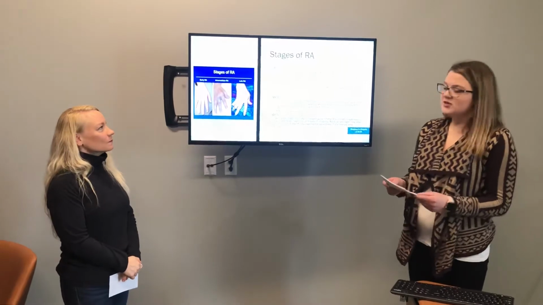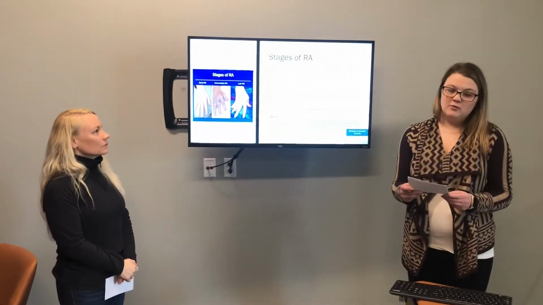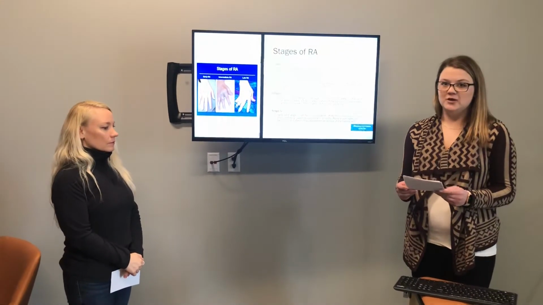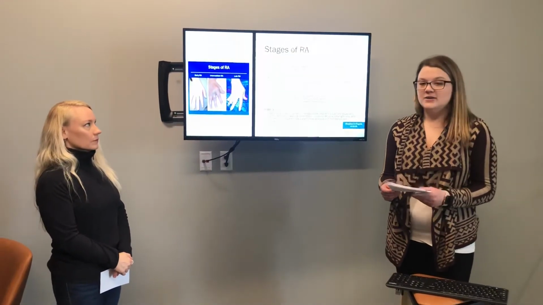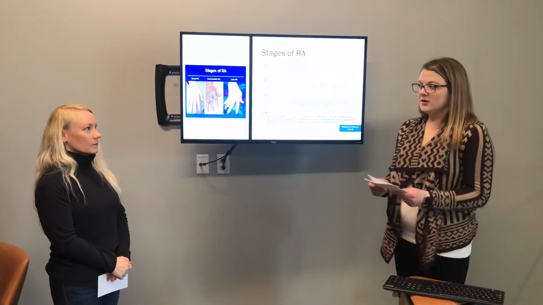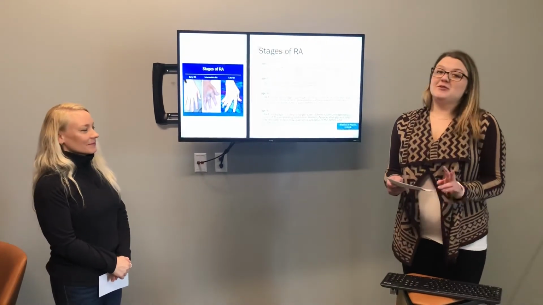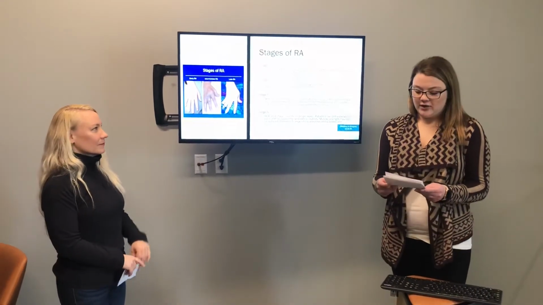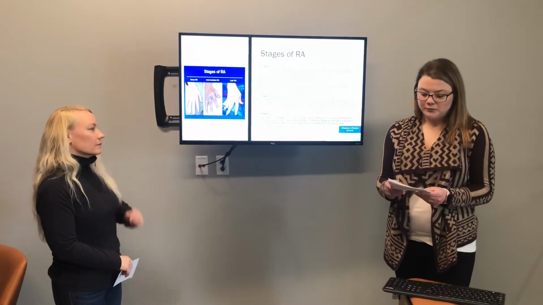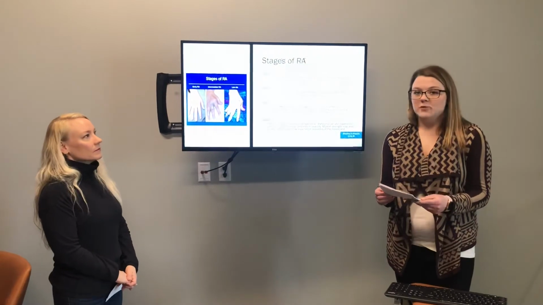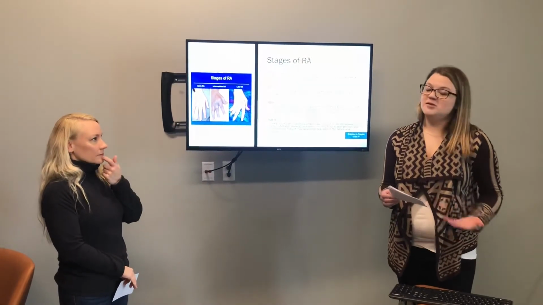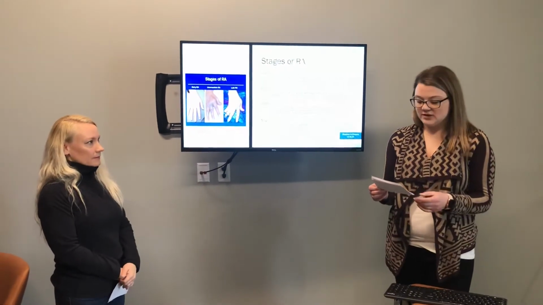The second stage is more of the synovial inflammation where the joints begin to get damaged. And this is where patients mostly see increased pain and decreased range of motion. Stage 3 is considered the severe stage, where you're now bone on bone and the deformity at that knuckle line begins.